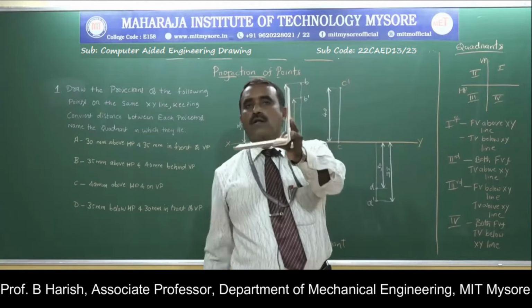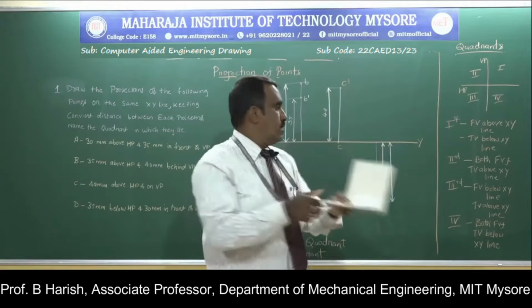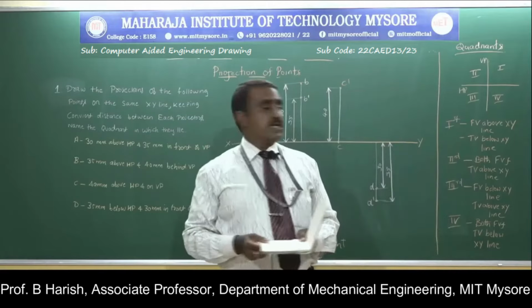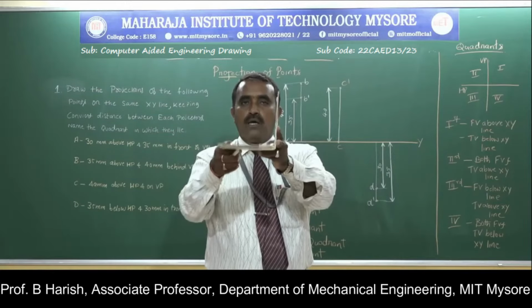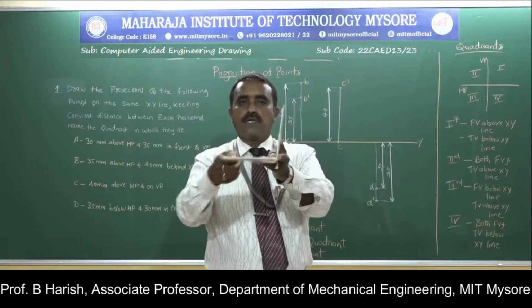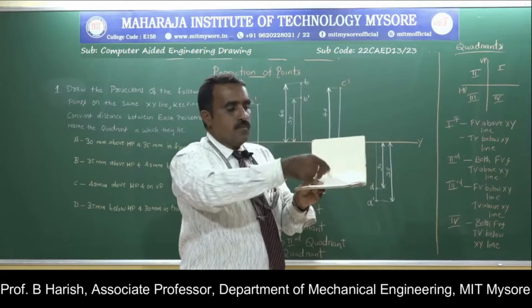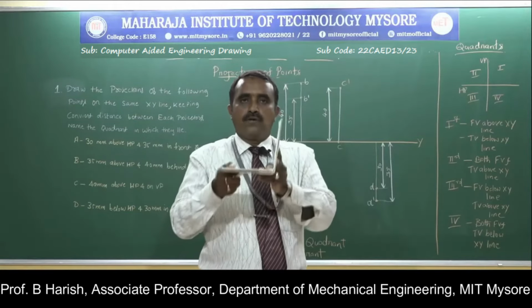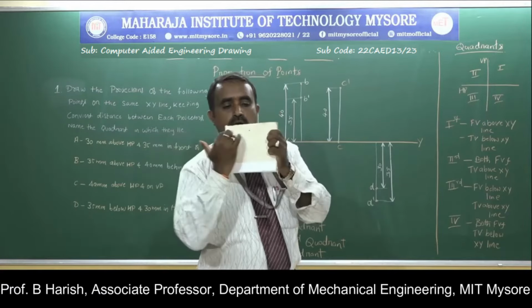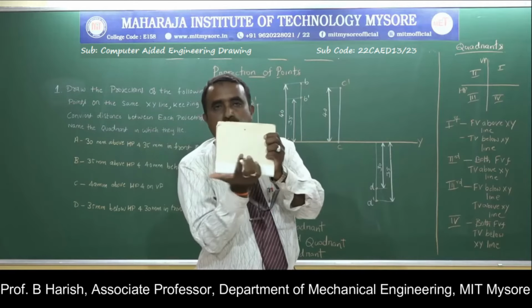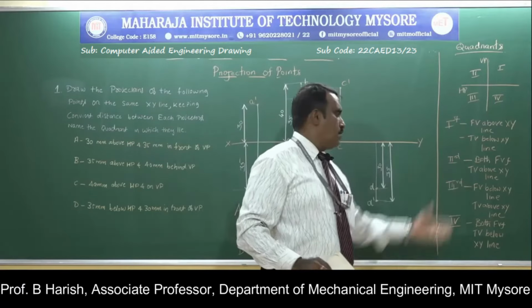Second quadrant: this is the second quadrant. Once again the object can be placed here. How will be the position? Both the top and front views will be above the XY line. The rule is the same: the horizontal plane is rotated, the vertical plane is fixed, and the object is here. Looking from the observer side, the front view is here, and looking from the top, the top view will be here. So the horizontal plane will be rotated, and when you rotate like this, both the top and front views will be above the XY line. The intersection of the horizontal and vertical planes is the XY line. So in the second quadrant, both top and front views will be above the XY line.